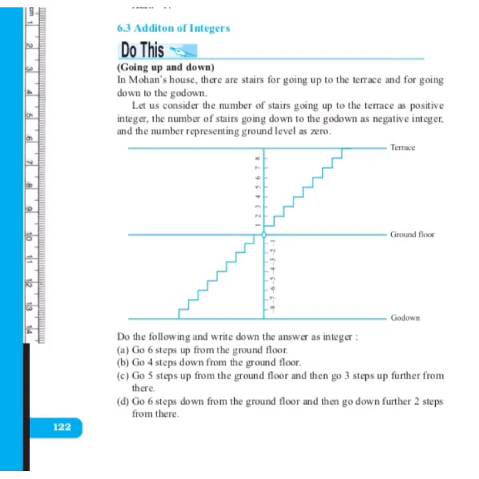Now next one is go 6 steps down from the ground floor and then go down further 2 steps. Okay, so children, here see carefully, from the ground floor, that means from the origin we are going down 6 steps. So it is minus 6. Then again from there we are going 2 steps down from the 6th step. So it is minus 2. So minus 6 plus, here we will add both the integers, negative integers, that is minus 6 and minus 2, and the answer will be minus 8.